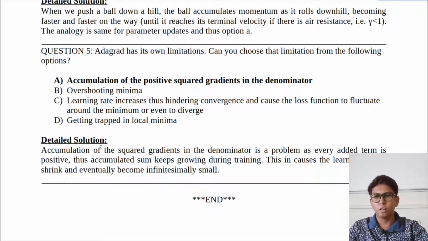Let's see why. Accumulation of squared gradients in the denominator is a problem as every added term is positive, thus the accumulated sum keeps growing during the training. The denominator keeps growing during training. This causes the learning rate to shrink and eventually become infinitely small, which is not desired. So the correct option is accumulation of positive squared gradients, which is really a limitation of AdaGrad because it shrinks the learning rate to 0.